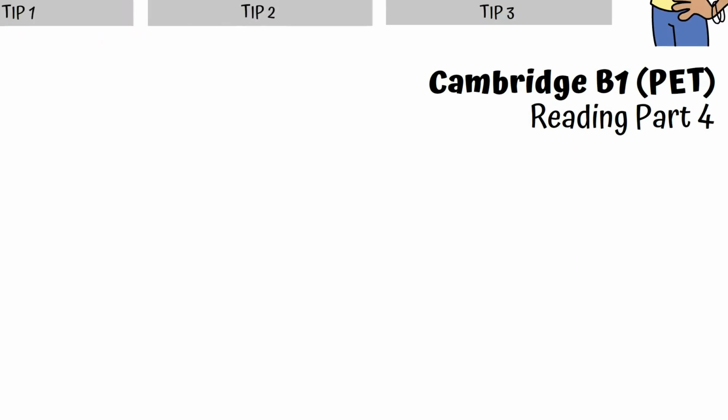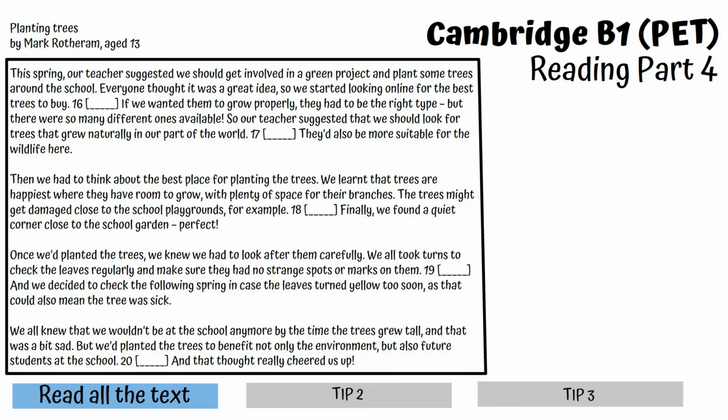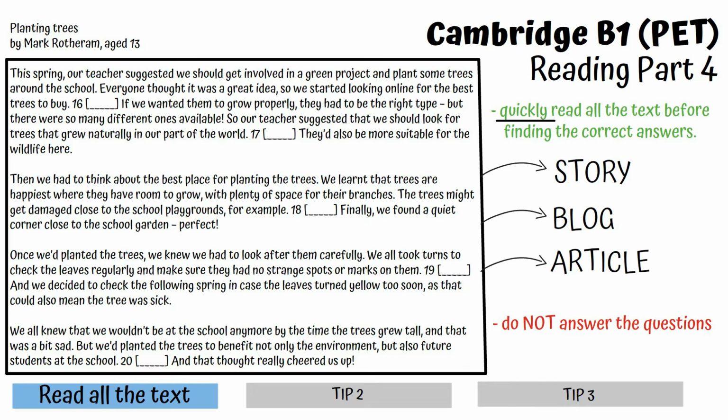The first thing you need to do when you see this activity is read all the text. This text can be a story, a blog, or an article. These pieces of writing follow a logical order, so it's very important to quickly read all the text before finding the correct answers. The first time you read the text, read it quickly. Do not answer the questions.